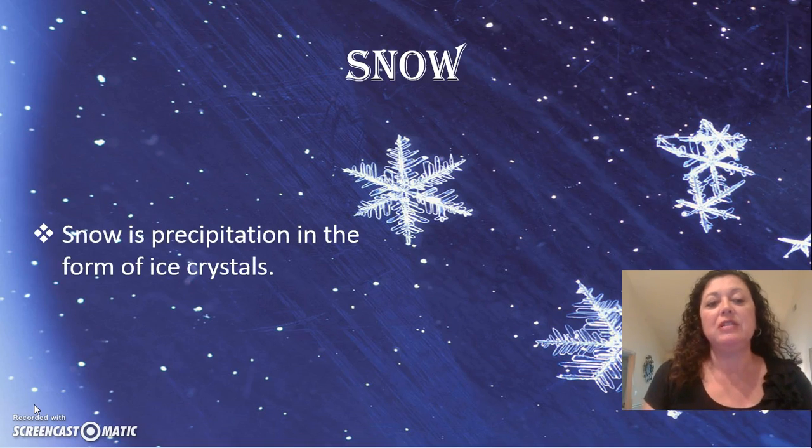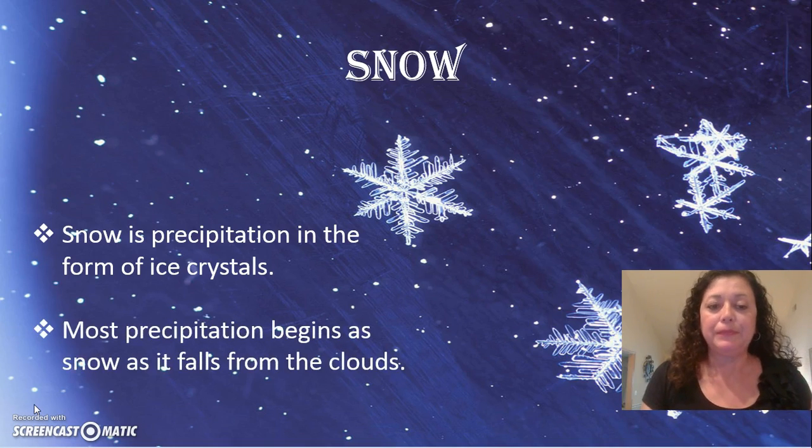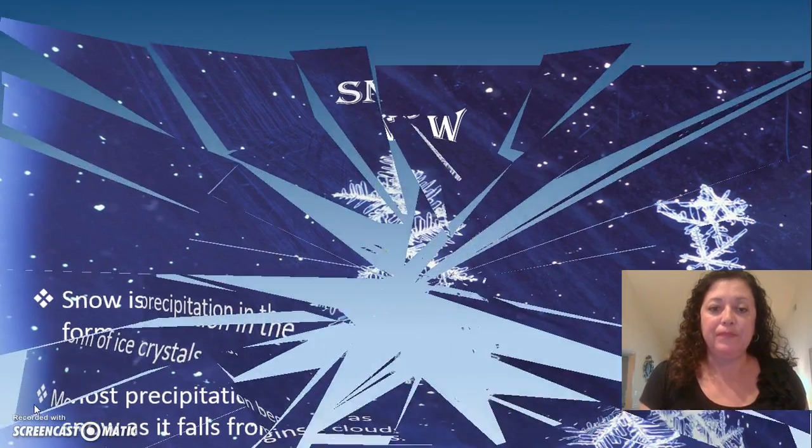Snow is precipitation in the form of ice crystals. So as the water vapor goes up to the sky and condenses, remember condensation means for the vapor to cool and then turn back to liquid, so it condenses up in the sky, it forms ice crystals because of the temperature. It's pretty cold up there. In fact, most precipitation begins as snow as it falls from the clouds. So because it is cold up in the atmosphere, up in the clouds, as that snow falls, then it turns to rain as it warms up, as it's coming down through the atmosphere.